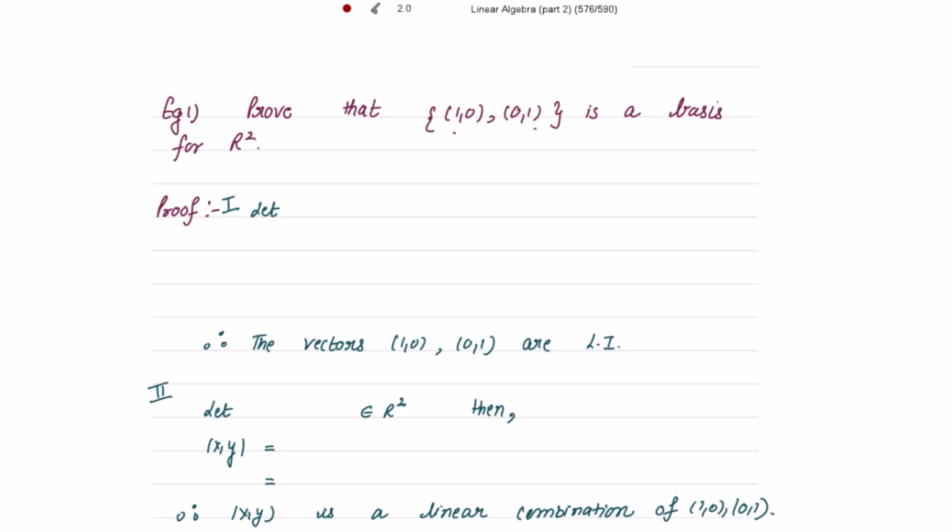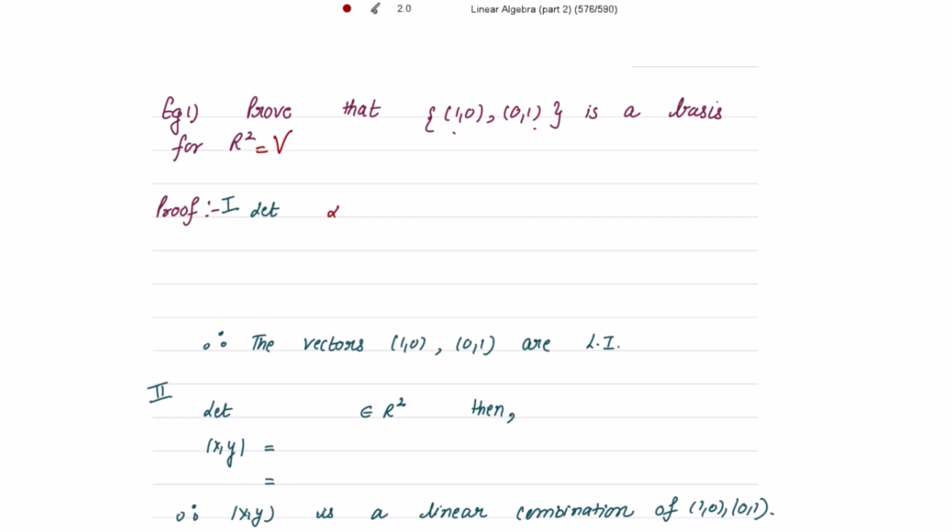And what is our capital V? This is our V, right? 2D vector space, right? Okay, now first condition, let's show that these two vectors are linearly independent. So for that, let's take the linear combination, and I'm taking my scalars to be alpha and beta.